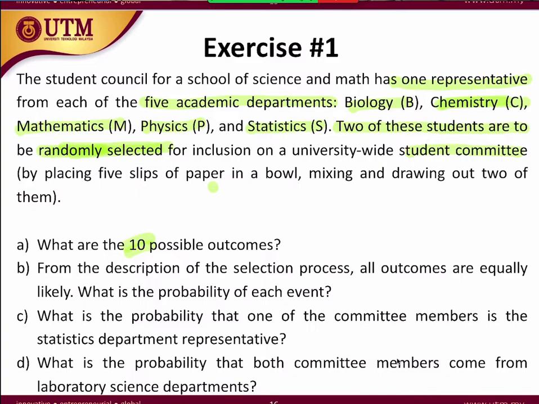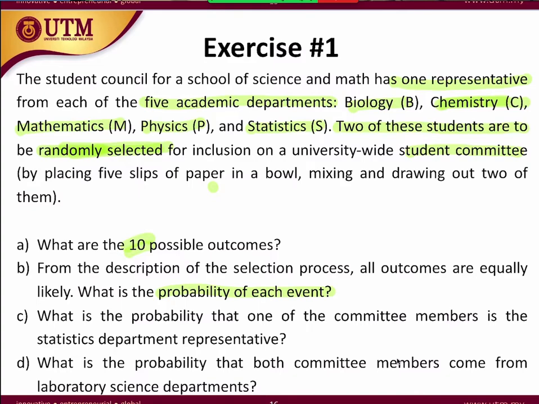When you do it, you do not need to repeat outcomes. If they are repetitive, you need to make sure that every outcome is unique. Okay, so the second one asks you what is the probability for each of the events. Each of the events means, what is the probability that a biology and a chemistry student might be chosen, biology and mathematics are chosen. So that is the possible outcome that we wanted to know.